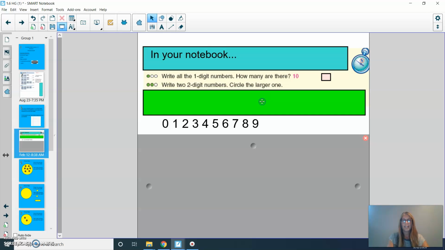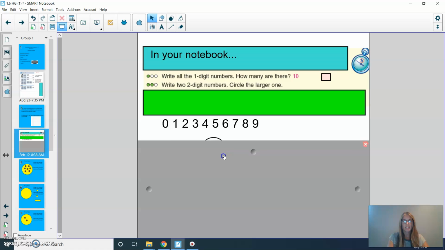Now, can you write down two two-digit numbers? So just for an example, like I could write down the number 21 and 75. You can pick whichever numbers you want, but can you write down two two-digit numbers? And then circle the larger number. Press pause and then play when you're ready to talk about it.